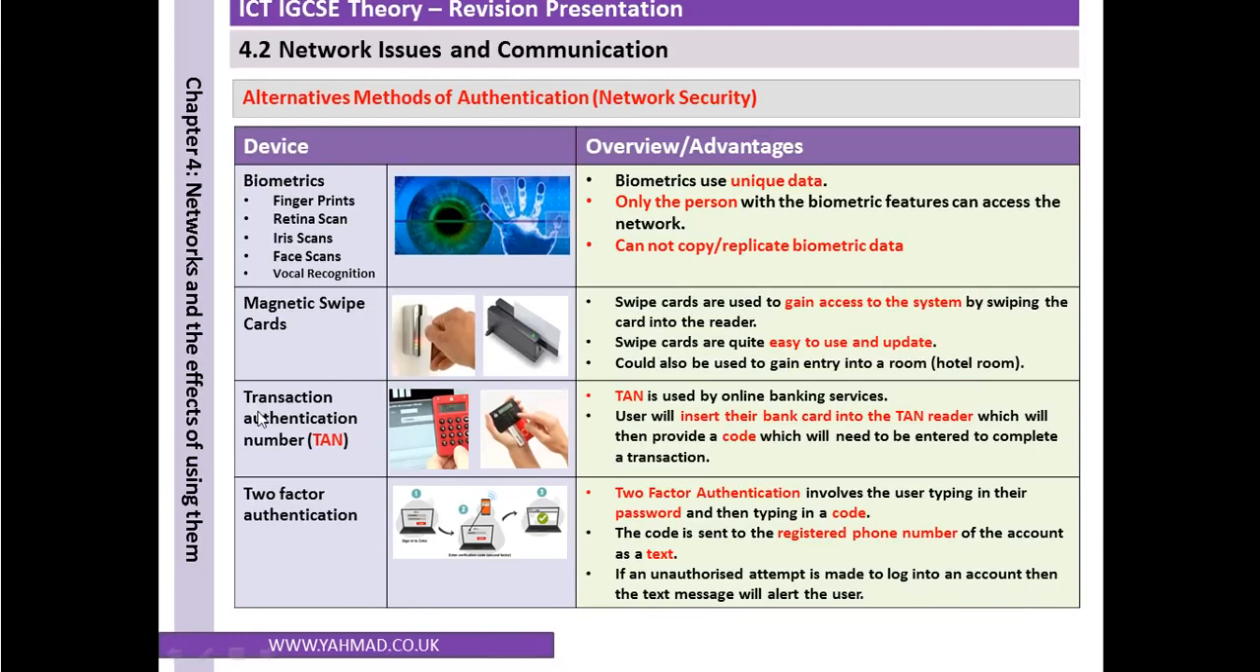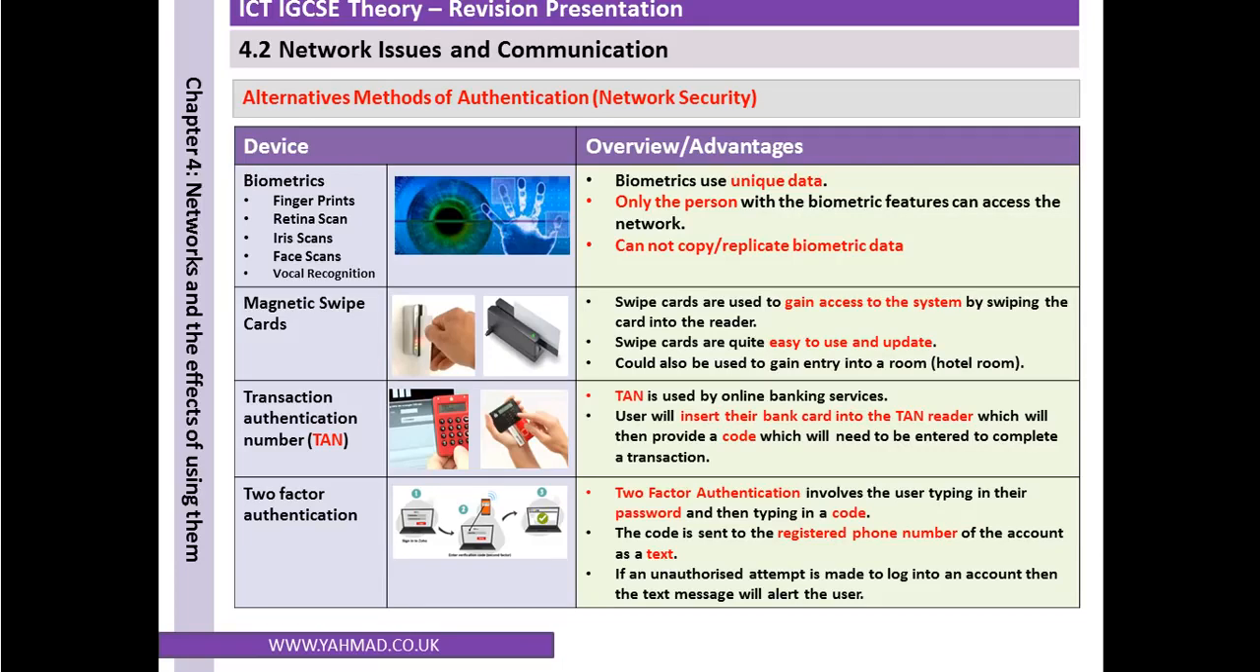Okay, so the next two, transaction authentication number, TAN, and two-factor authentication, these are used with online banking services. So let's have a look at two-factor authentication first. Two-factor authentication involves the user typing in their password and typing in a code. So for example, a user is logging into their online banking website. So they will first of all type in their username and password.